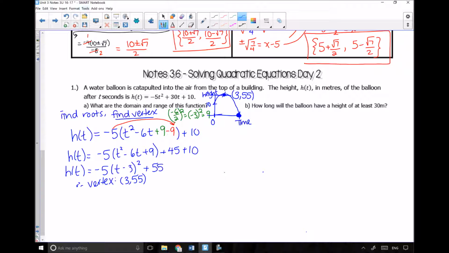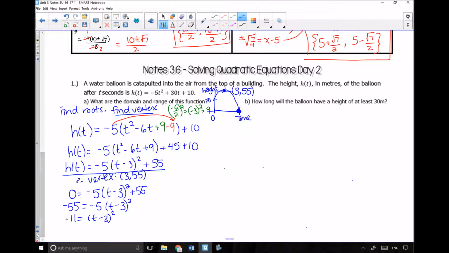Now that I've found my vertex, I'm going to find the roots. I'm going to use this equation right here to find my roots. So instead of h of t, I'm going to set it equal to 0. So I get 0 equals negative 5 times t minus 3 squared plus 55. Now, to get rid of this 55, I'm going to subtract it. So I end up getting negative 55 equals negative 5 multiplied by t minus 3 squared. Okay, divide both sides by negative 5, and I get 11 equals t minus 3 quantity squared.